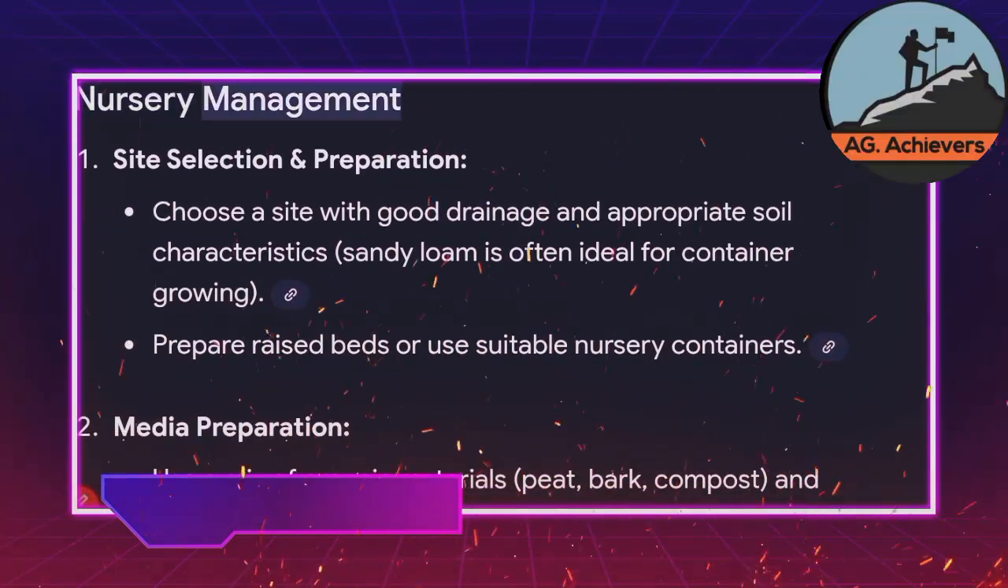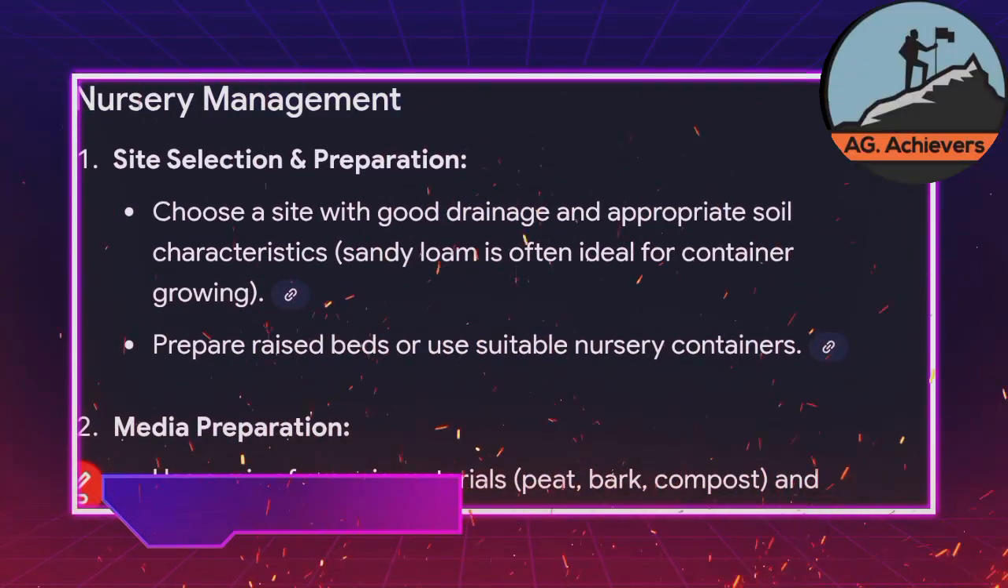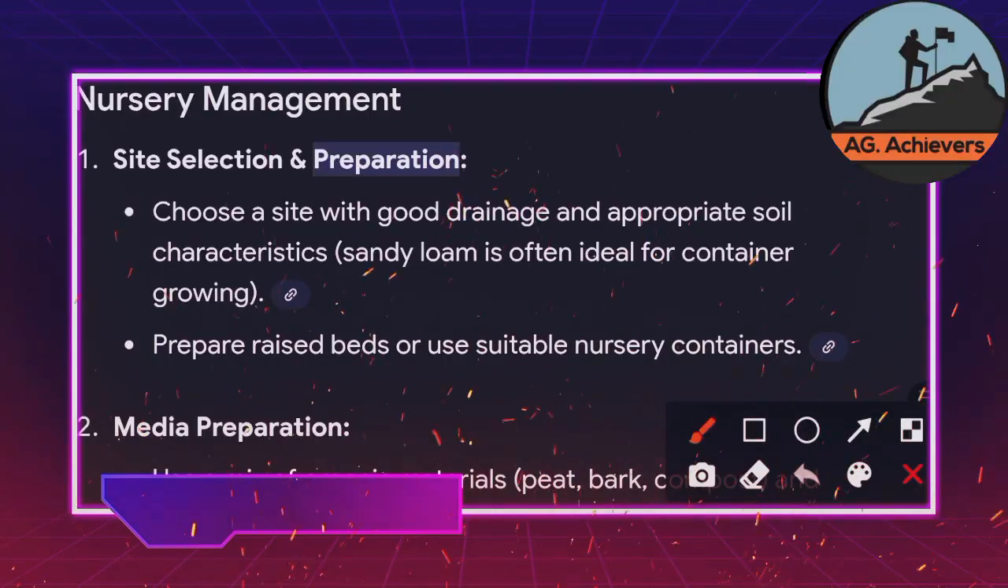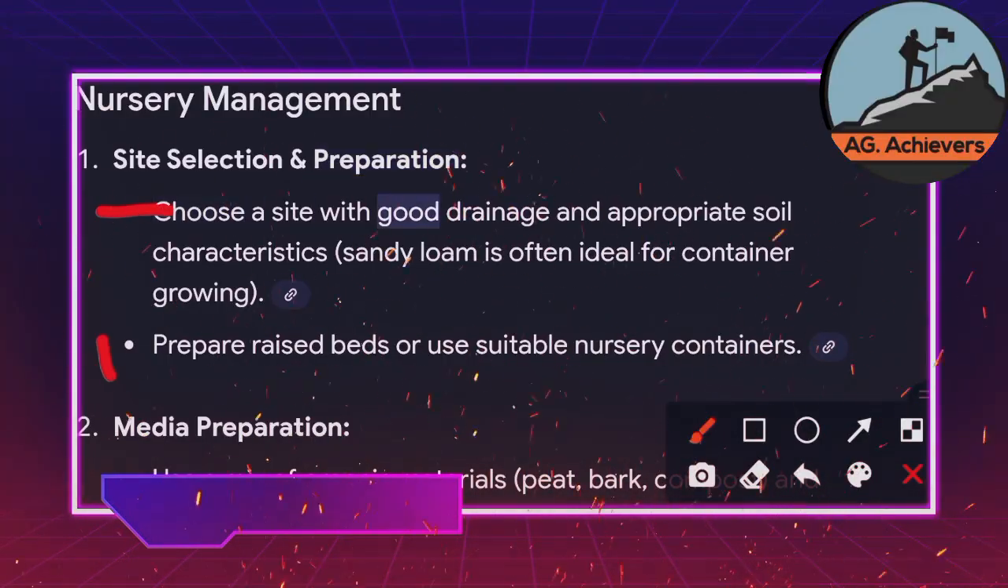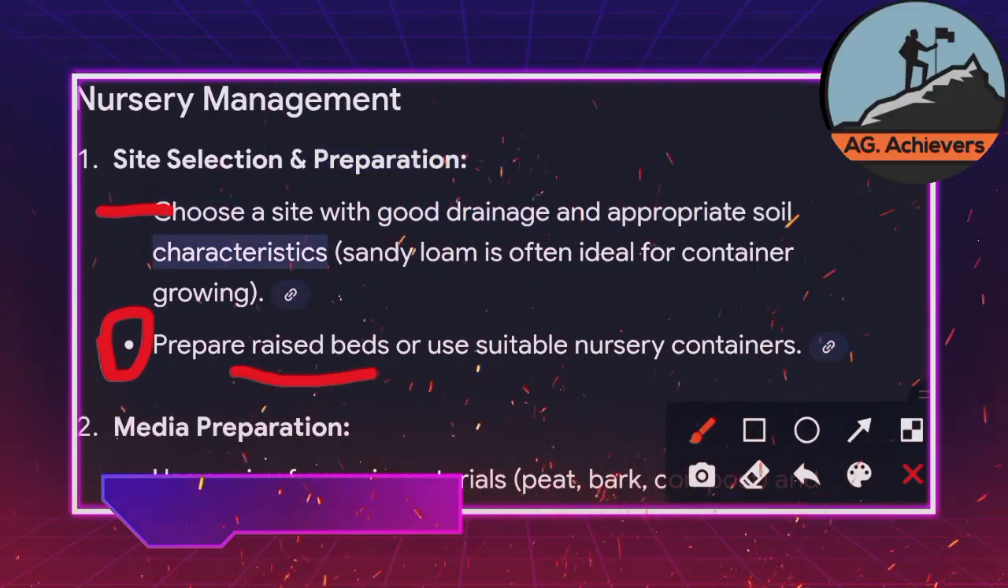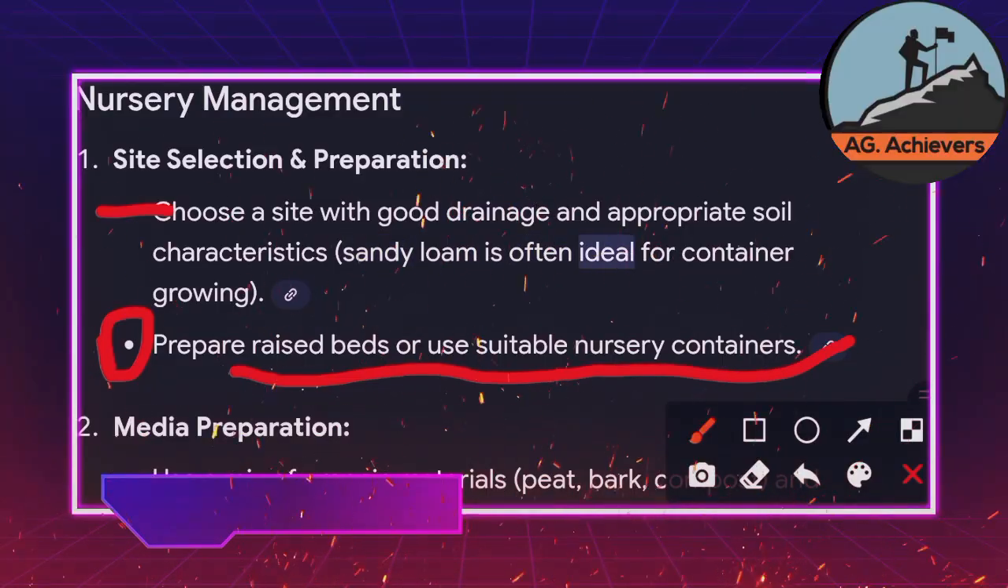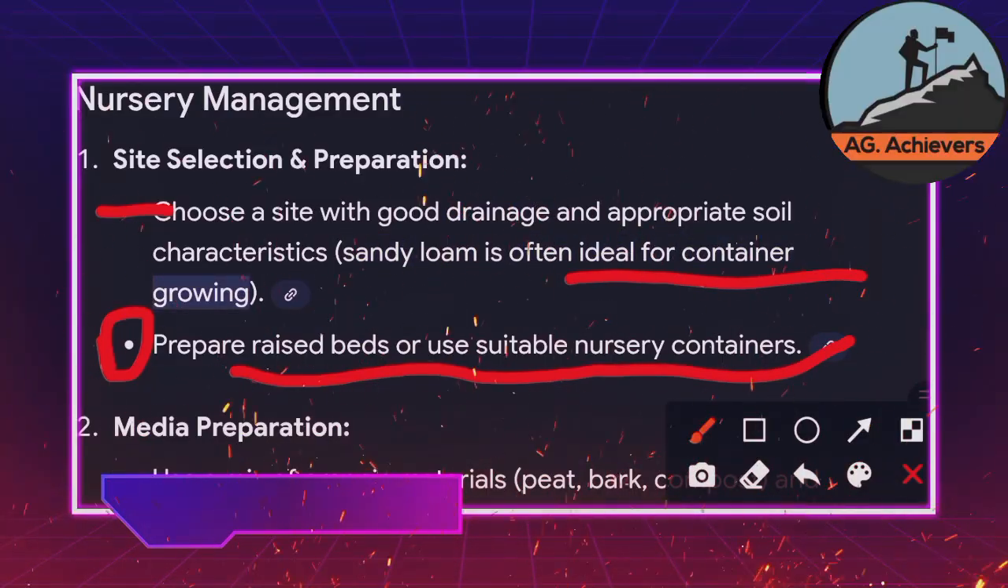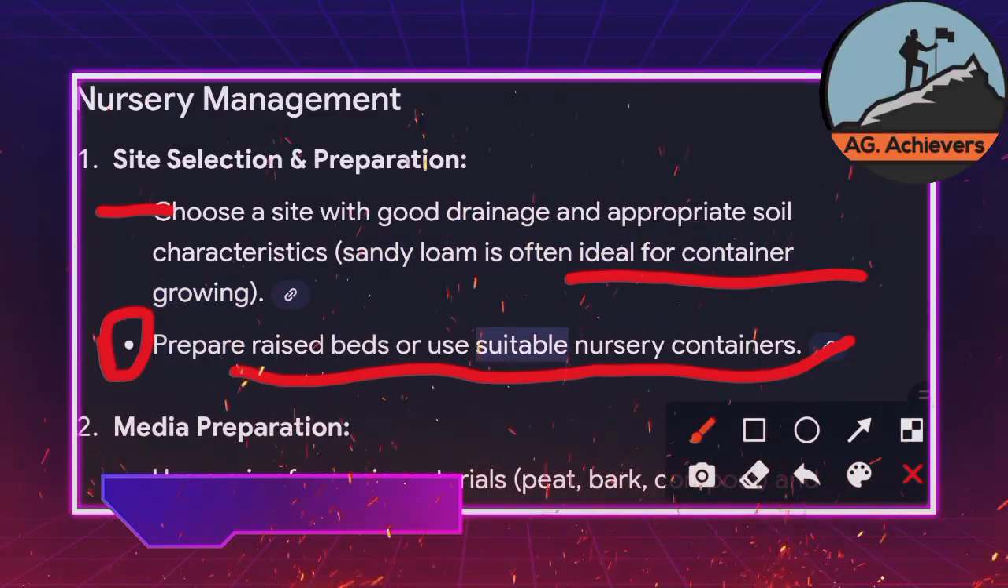Nursery management. 1. Site selection and preparation. Choose a site with good drainage and appropriate soil characteristics. Sandy loam is often ideal for container growing. Prepare raised beds or use suitable nursery containers.